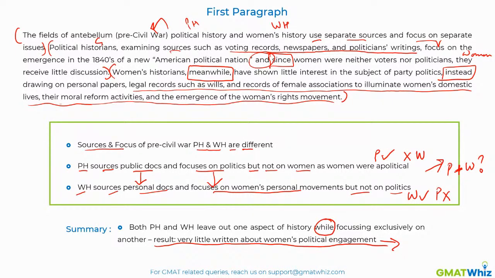None of them are writing about women, is it? Women and politics, sorry. None of them are doing that. Great. So with this summary, we will move on. When you finish reading the first para, you should always make the summary. You don't have to write all of this, but do write the one line understanding, the one line takeaway of the first paragraph. Do that, guys. You'll get the flow of ideas very, very clearly.